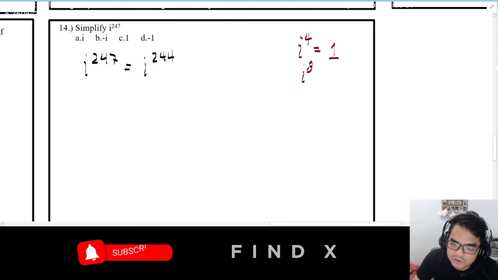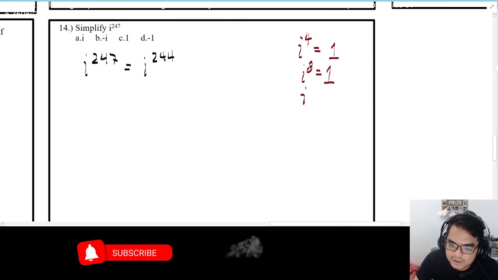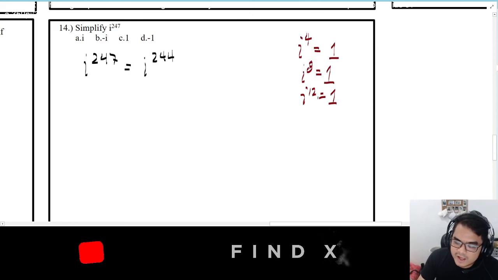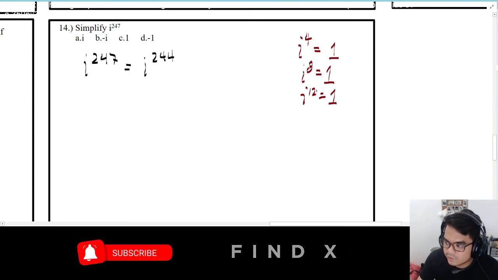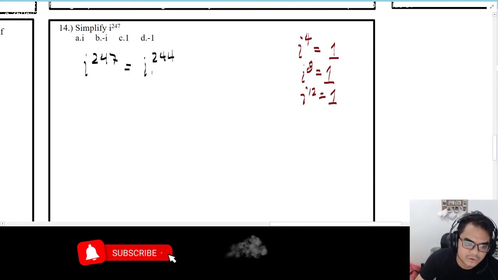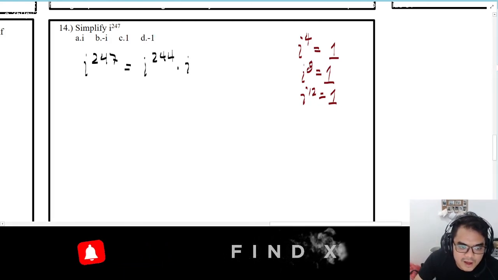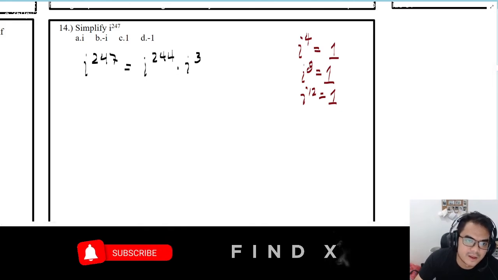Therefore, i raised to 8 is also equal to 1. i raised to 12 is also equal to 1. Therefore, every time that the exponent of the i is divisible by 4, that is just equal to 1. Therefore, you can write this as i raised to 244 times i cube. I just separated them. And this one will just be equal to 1.